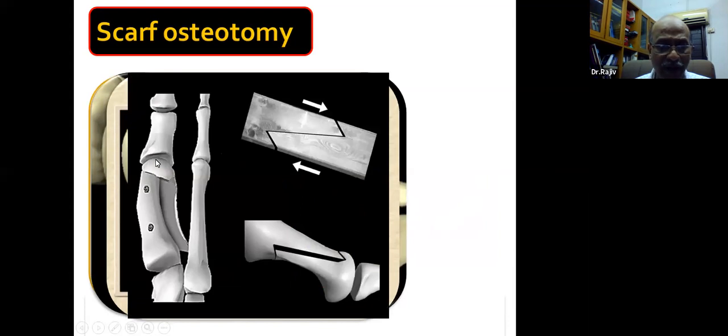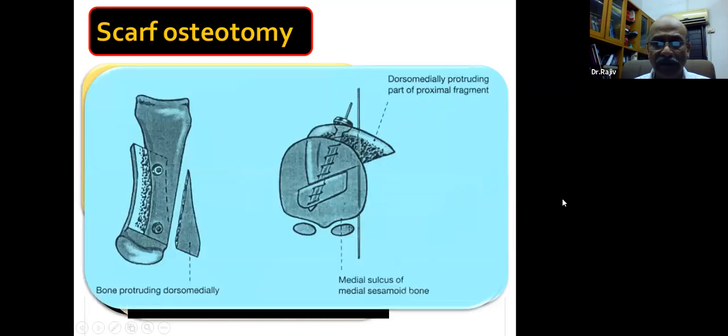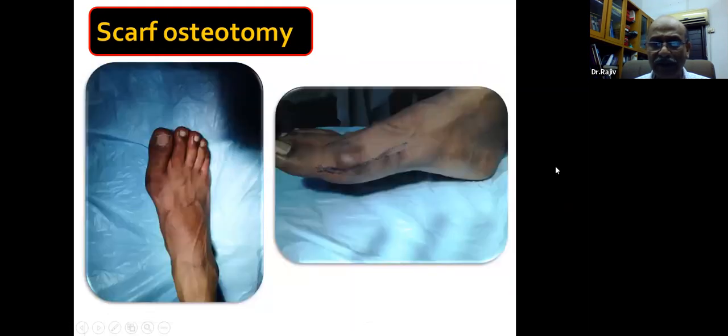You shift the head fragment laterally and fix with the 2 screws. This is what you do. The proximal fragment is pulled out, distal fragment is pulled in laterally, and you put in screws at the 1/3 to 2/3 junction of this osteotomy. And look at this, the osteotomy is angled from the medial side towards the 5th metatarsal so that it has this kind of a slant. And then the dorsomedial protruding proximal fragment is cut.